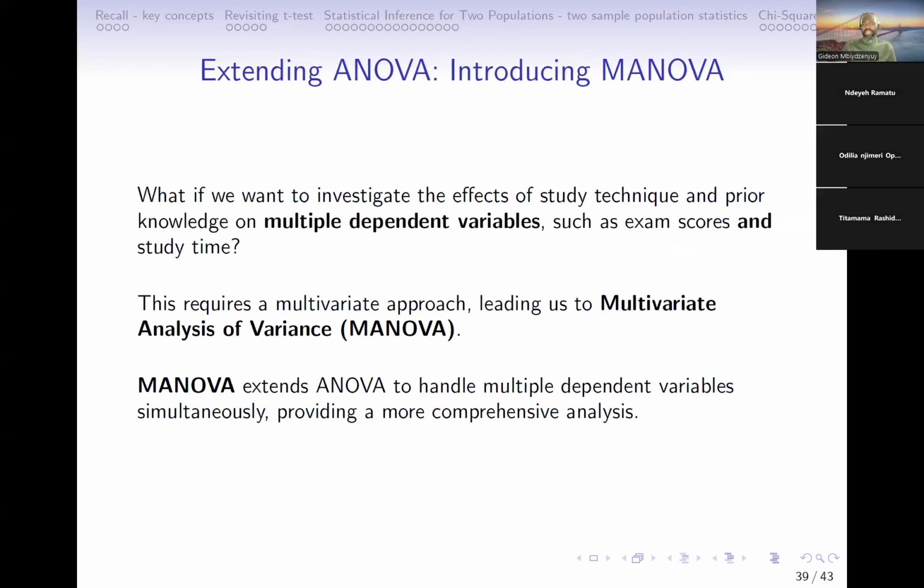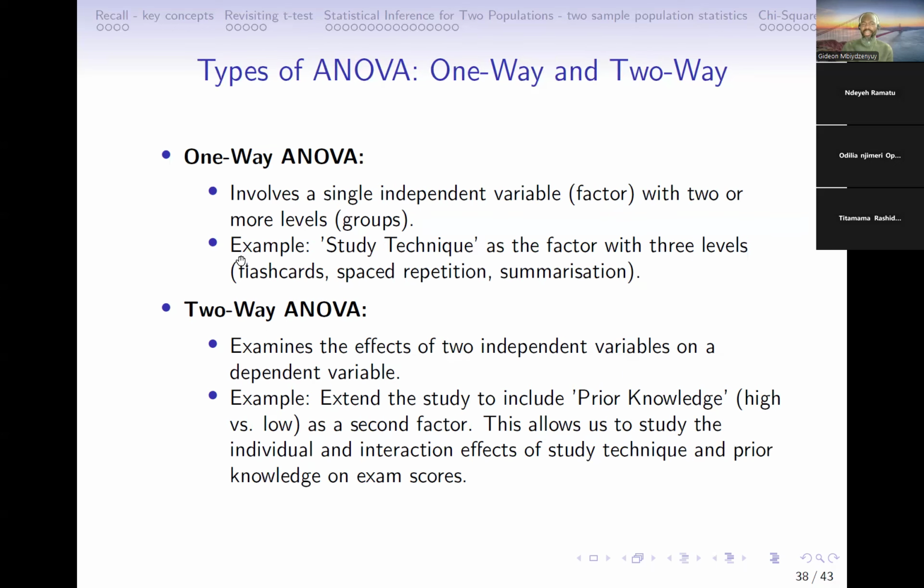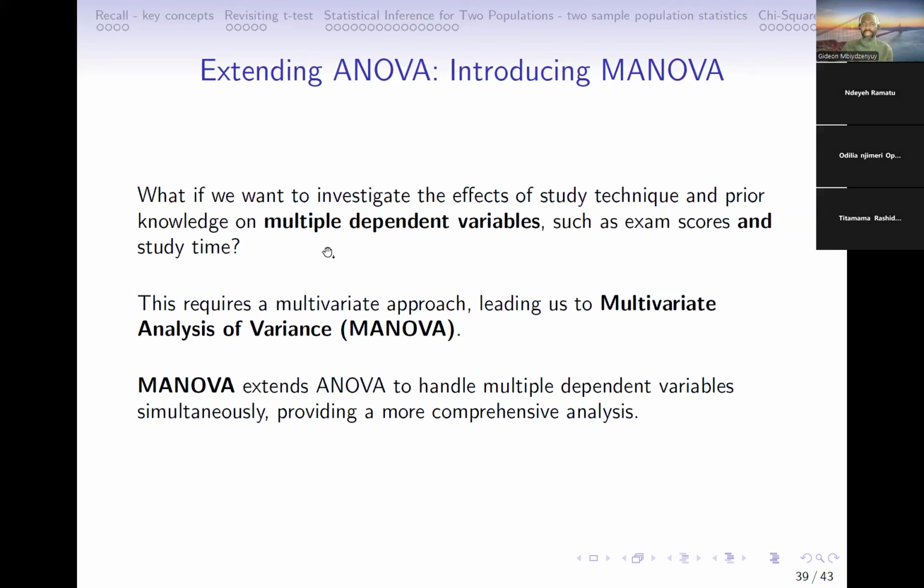What if we want to investigate the effect of study techniques and prior knowledge on multiple dependent variables, such as exam scores and study time? So in the previous example, these were independent, and now here we have multiple dependent, sorry. So this requires multivariate approaches, and this is called multivariate analysis of variance. And then you have MANOVA.